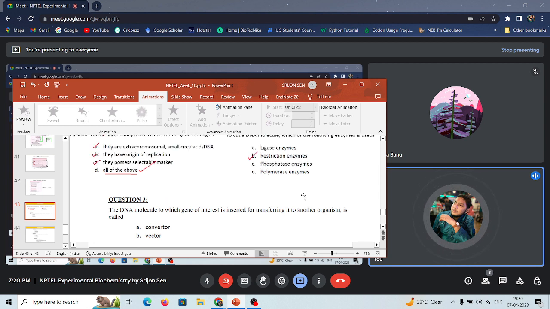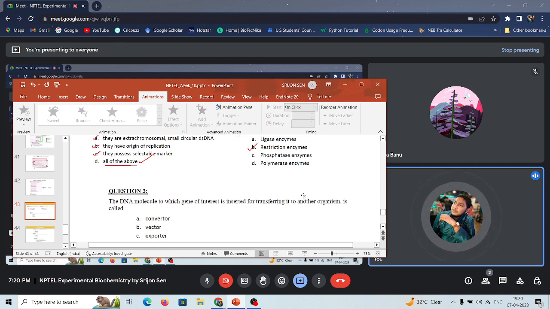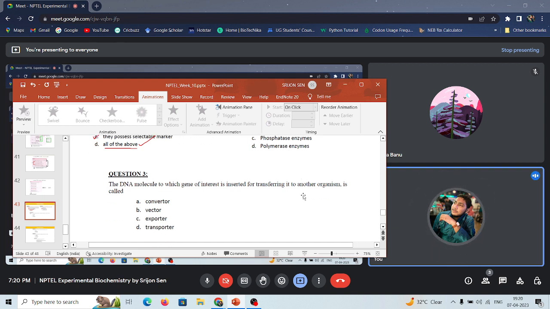So I was with the first question. The first question was asking, plasmids can be successfully used as a vector for gene cloning. Plasmids are extra chromosomal, circular, double-stranded, having an origin of replication and possessing different antibiotic resistance and selectable markers, so they are the ideal candidates which can be used as vector. For cutting the DNA molecule, the enzymes which we use are restriction enzymes. Okay, so you can try with the third one. These are the two questions I just started discussing.